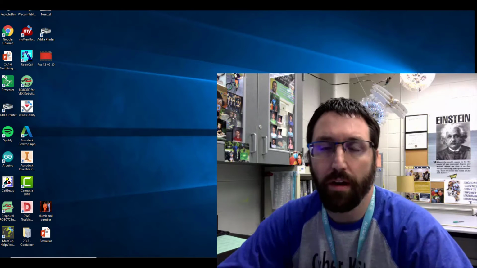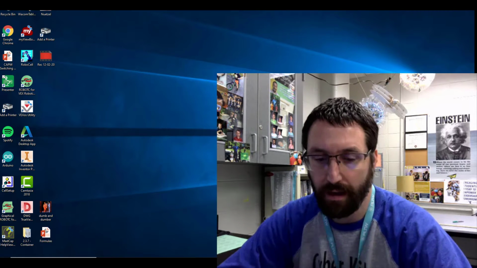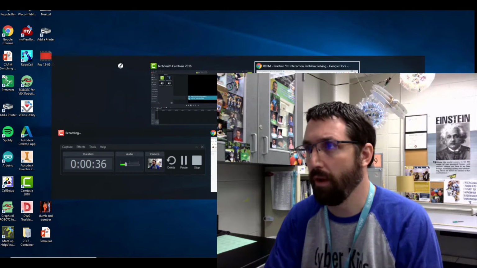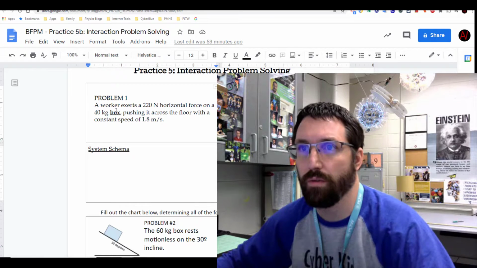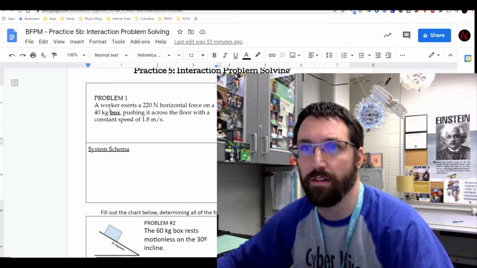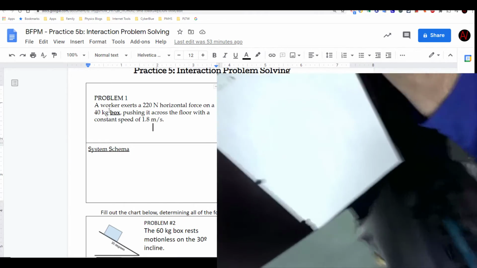Today we're going to be working on how to solve basic force problems using vector addition diagrams. So I'm going to open up practice 5, and as I look at this, we're going to work these out on a sheet of paper, so I'll be using my camera for that here in a second. So I'll go ahead and move the camera into the right spot.